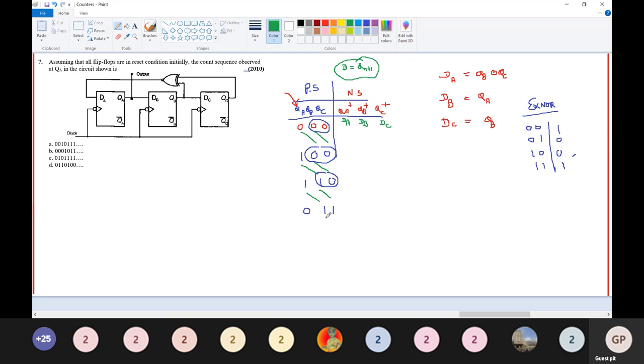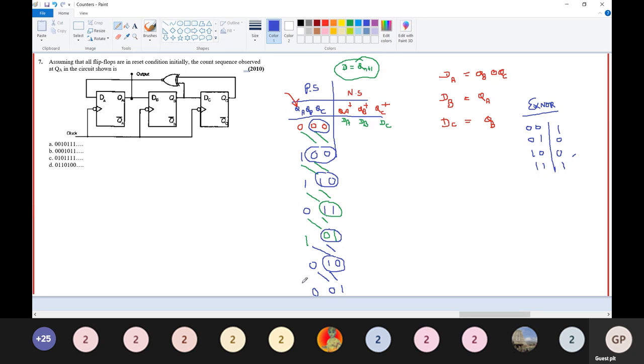And then these two will be shifted: 0 1, and these two XNORed, 1 1 is 1. These two will be shifted: 1 0, and these two XNORed, 0 1 is 0. And then these two will be shifted: that is 0 1, and these two XNORed, 1 0 is 0.